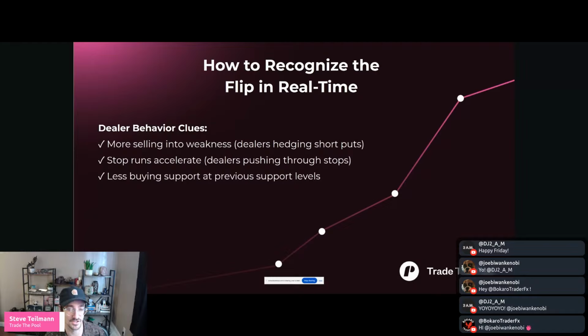And then market makers can essentially accumulate more shares at wherever they feel is a fair price, or hedge wherever they feel is a fair price, in anticipation of this next range that will be forming. So less buying support at previous support levels. This is going to be the same thing as just testing the same level, getting weaker and weaker and weaker.